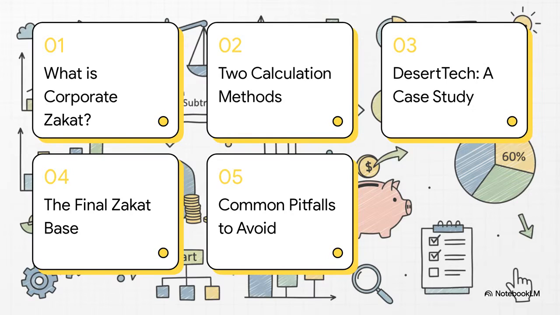Here's our game plan. We'll quickly cover the two mandatory calculation methods. Then we'll walk through a hands-on case study with a company we're calling ZATCA. After that, we'll see how to choose the final base, and we'll wrap it all up with some common mistakes you'll definitely want to avoid.